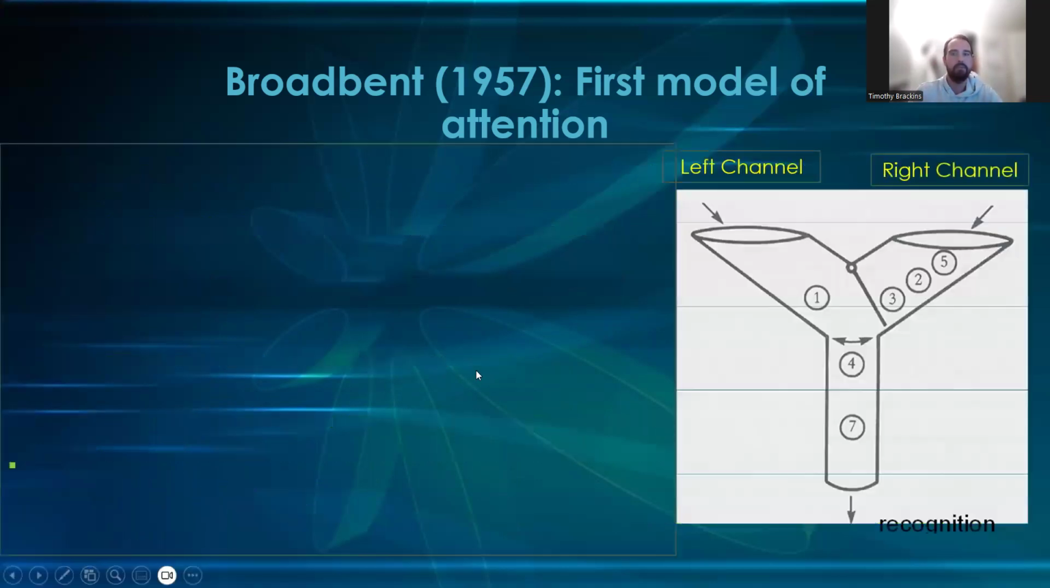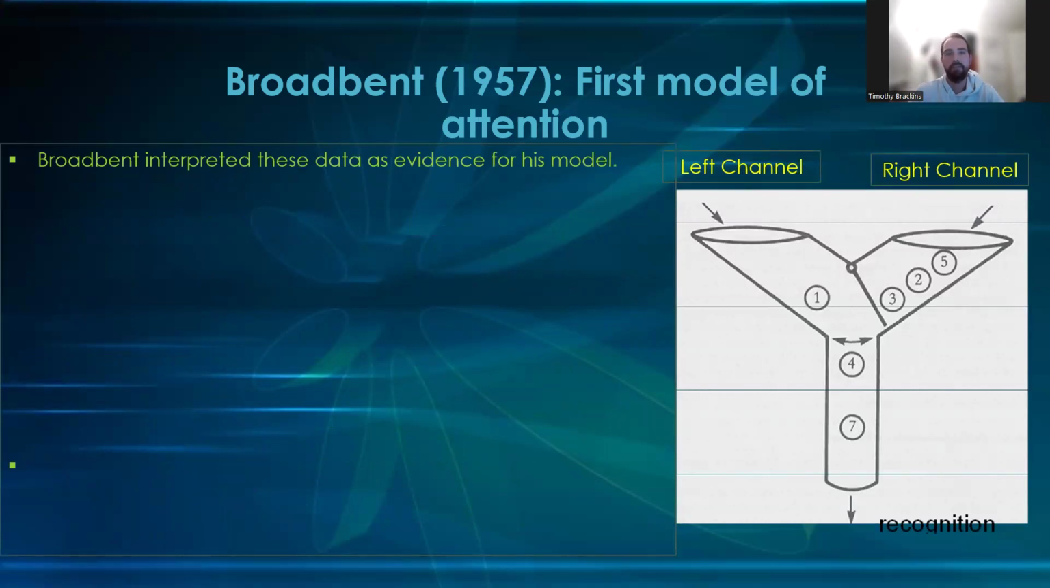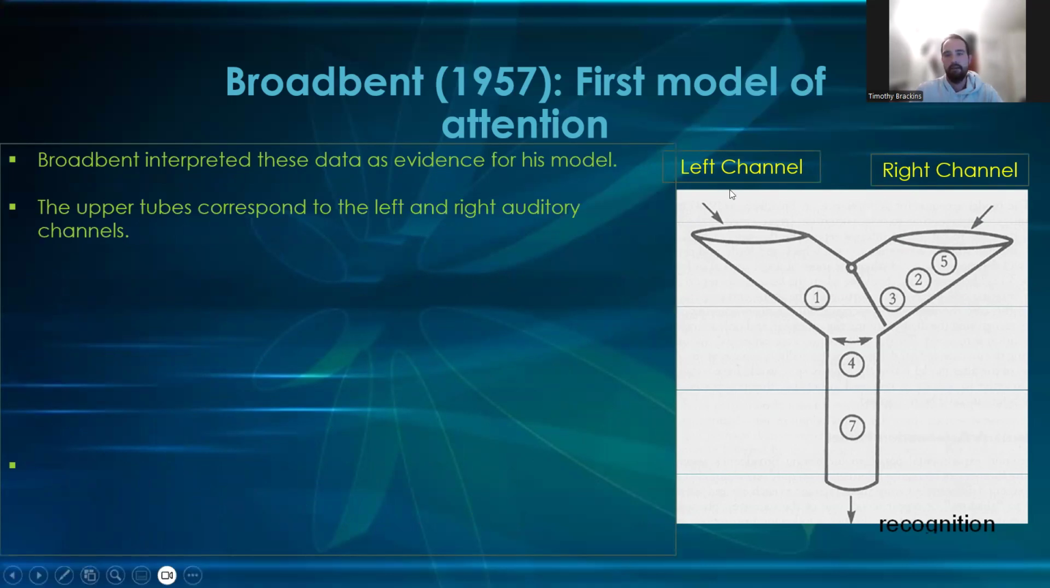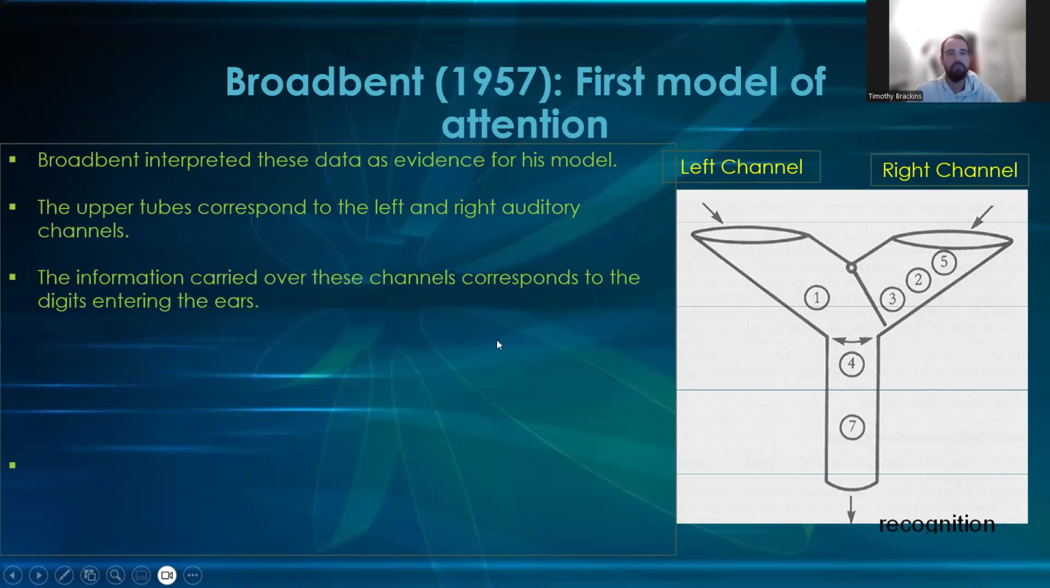So Broadbent took this and interpreted this as being evidence for his model. He suggested that this actually does support his model of the attentional flap. So if the left channel is the left ear, the left auditory channel, and the right channel is the right auditory channel, Broadbent suggested that this attentional flap is actually what is determining what information is entering.